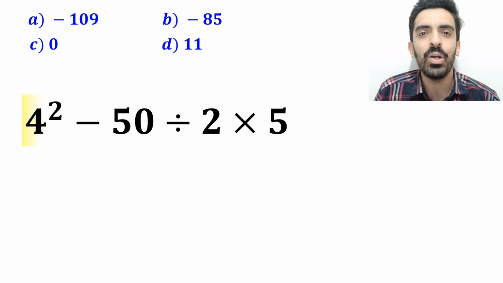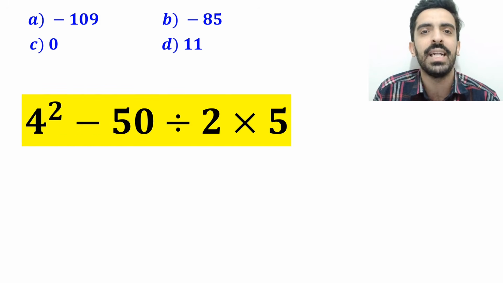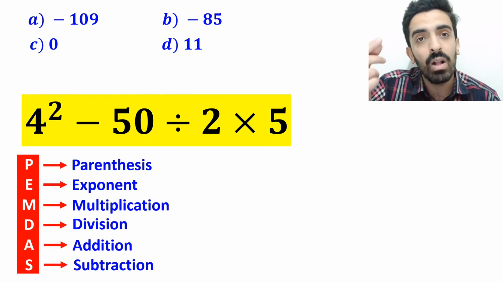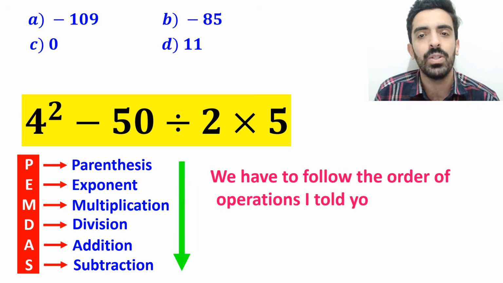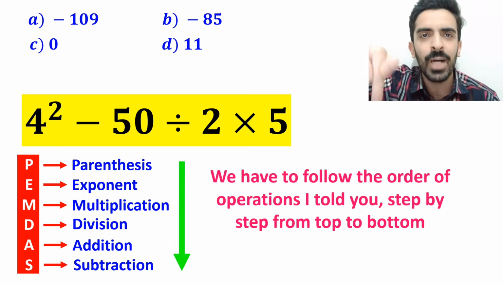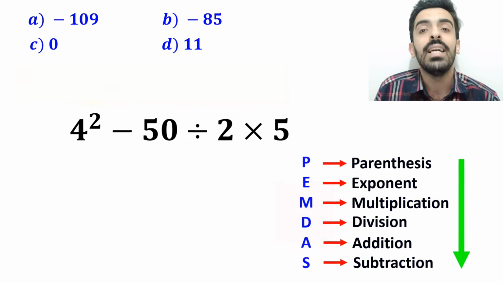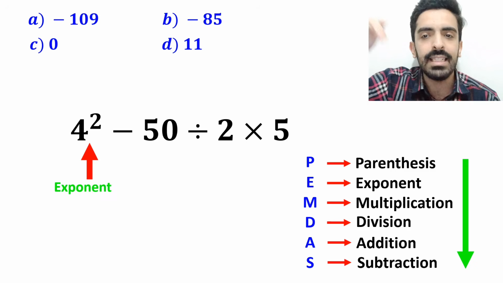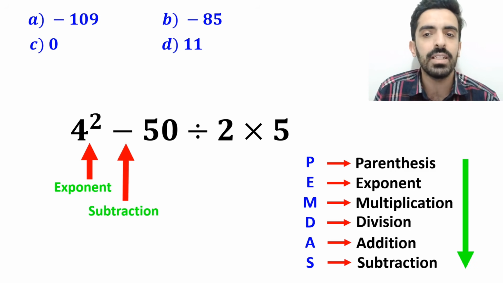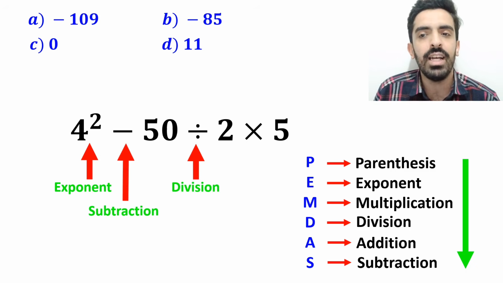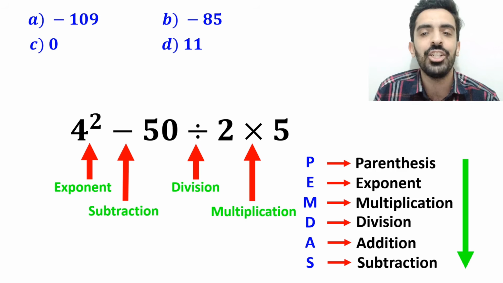Alright, now let me show you how to solve this expression properly. To solve this question, we must follow a rule that is called PEMDAS. We have to follow the order of operations I told you, step by step from top to bottom. Okay, as you can see in the image and this expression, first we have an exponent, then a subtraction sign, followed by a division, and finally a multiplication.